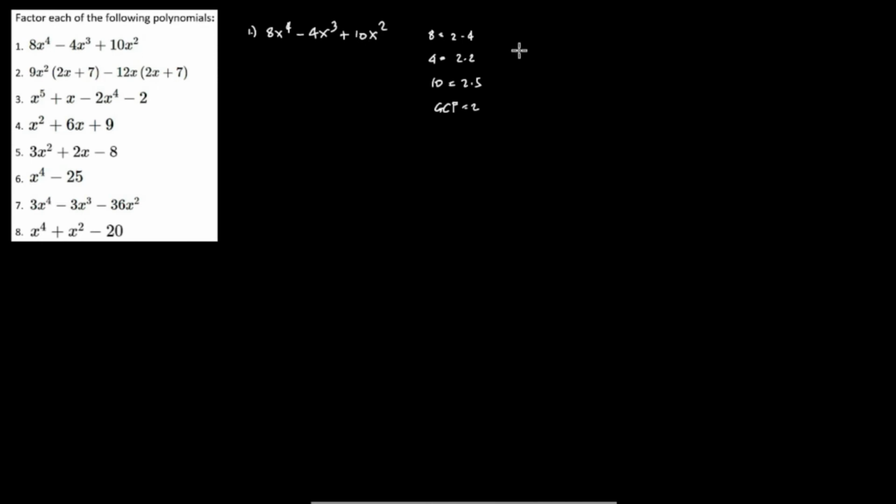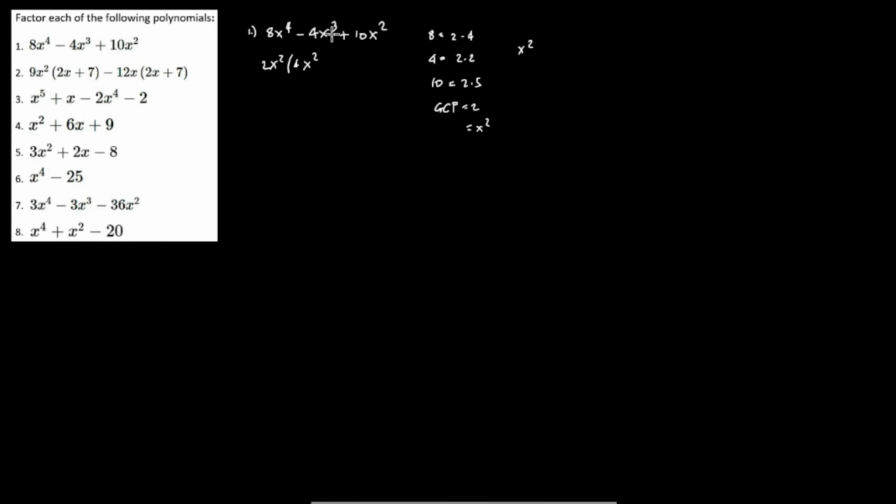So therefore, extract x squared. So you have the GCF for the constant, 2, and the GCF for the variable is x squared. And factor out 2x squared. 8x to the fourth divided by 2x squared, that's 4x to the fourth over x squared. That's 4 minus 2, or x squared.